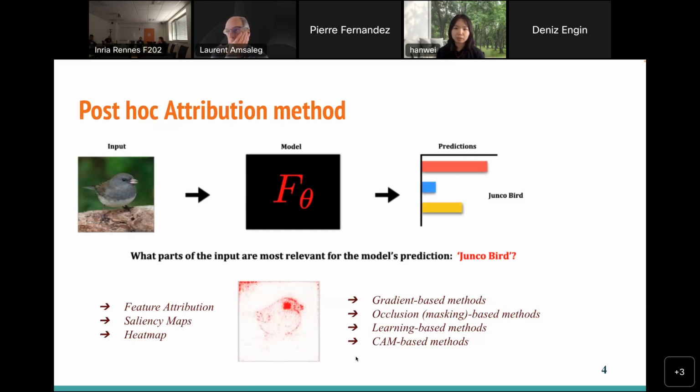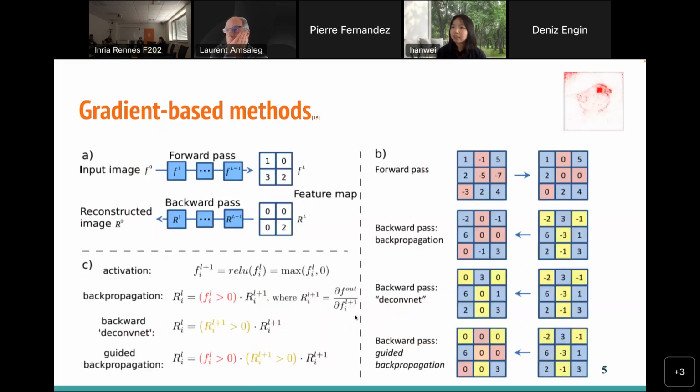I'm not going to go too deep into the details. I just want to give you an idea of how all these families work. So first is gradient-based methods. These methods assume that if we backpropagate from the final prediction to the input images, then the pixels which have the higher gradient are more important to the final prediction.